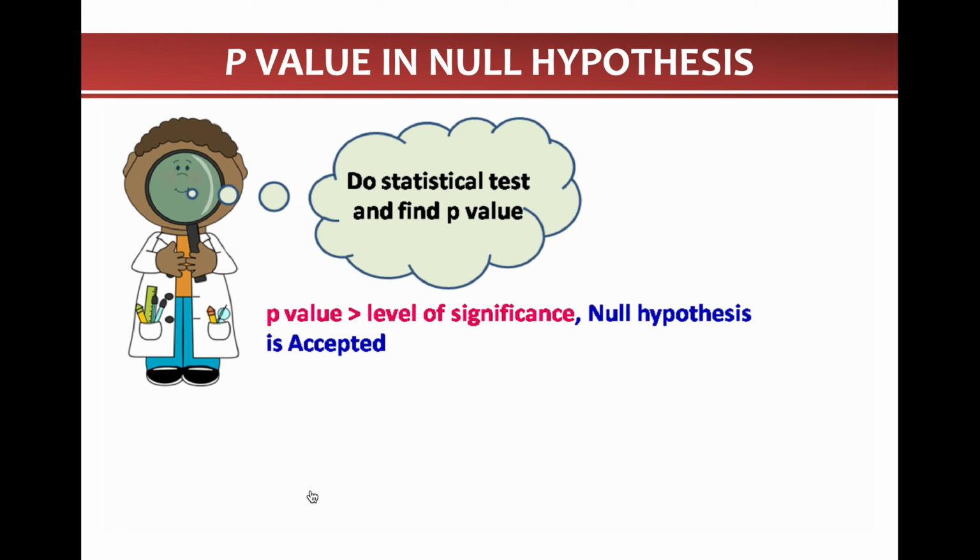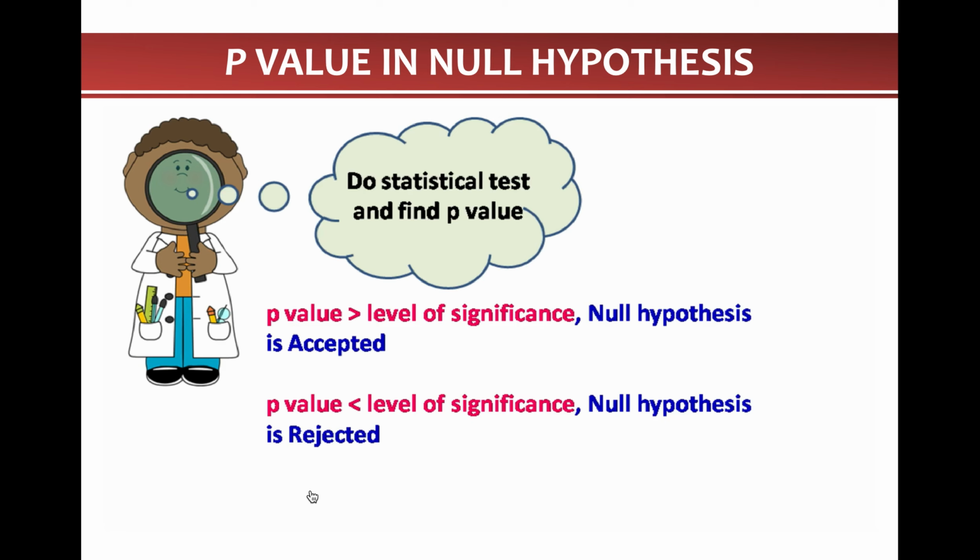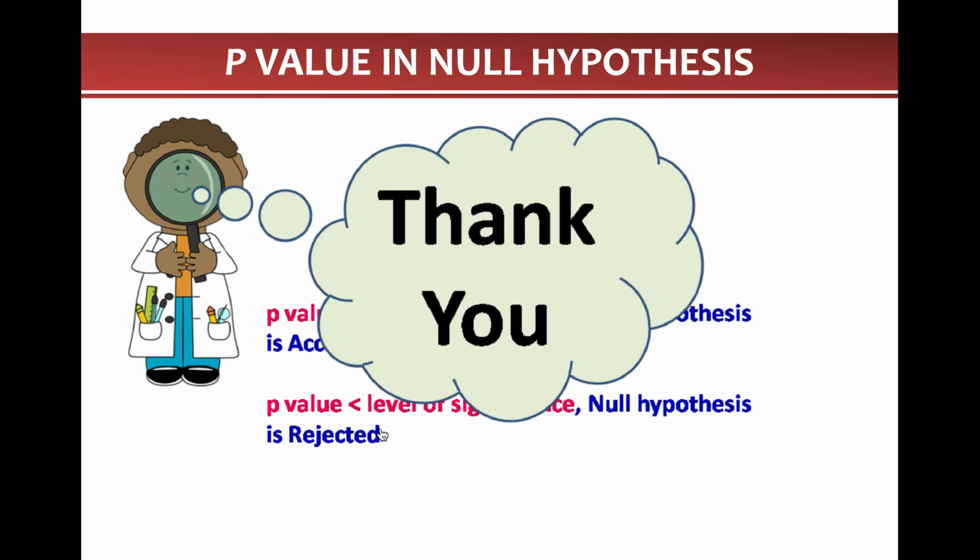If the p-value is more than the level of significance, then the null hypothesis is accepted. And if the p-value is less than the level of significance, then the null hypothesis is rejected. So this conclusion is really important, especially if you are doing your project. You can decide your null hypothesis first, and then whether it is significant or not according to the p-value.